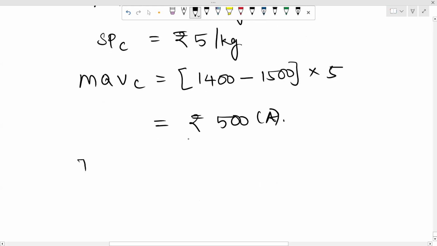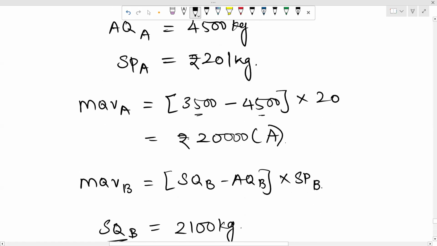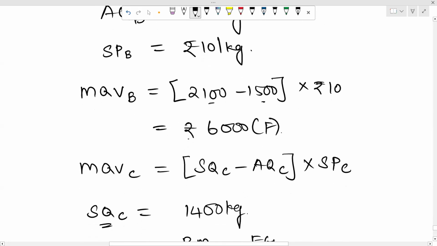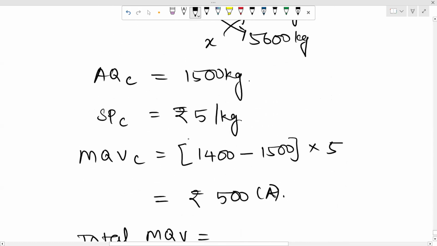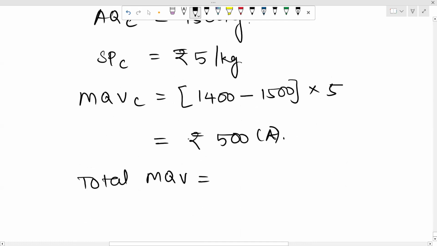So let's calculate the total material quantity variance. For material A, it is negative 20,000. And for raw material B, it is positive 6,000. So minus 20,000 plus 6,000. And for raw material C, again, it is negative 500. So again, minus 500. We get rupees 14,500 negative, which is rupees 14,500 adverse.